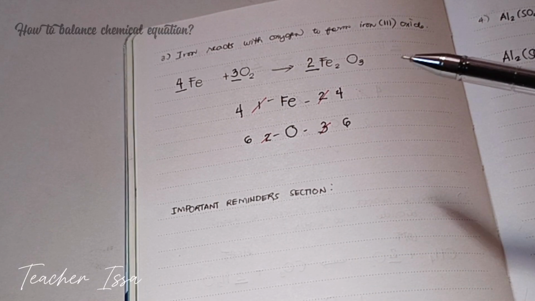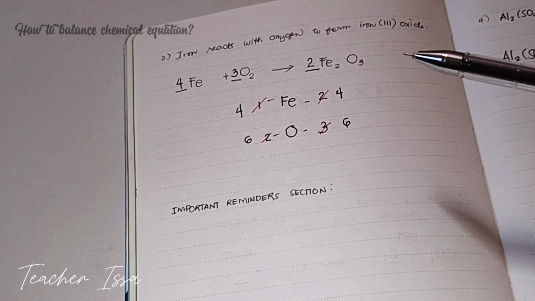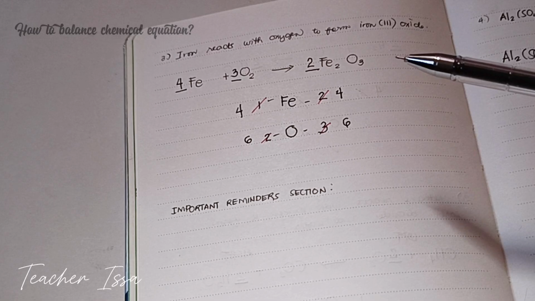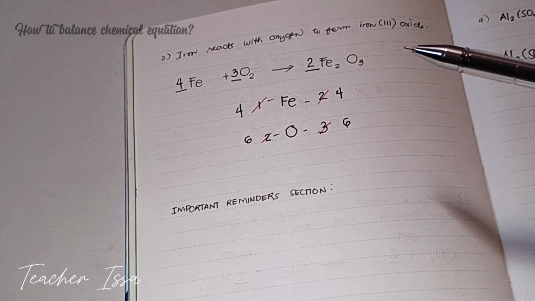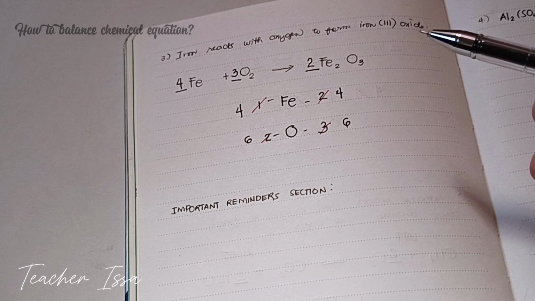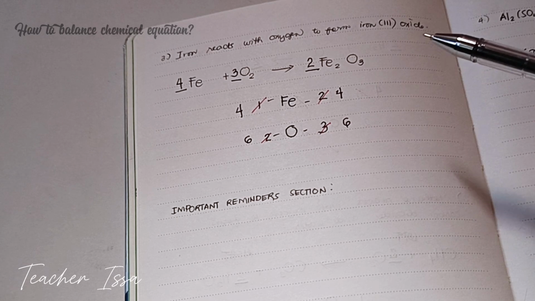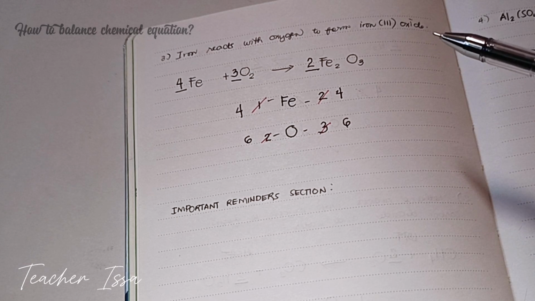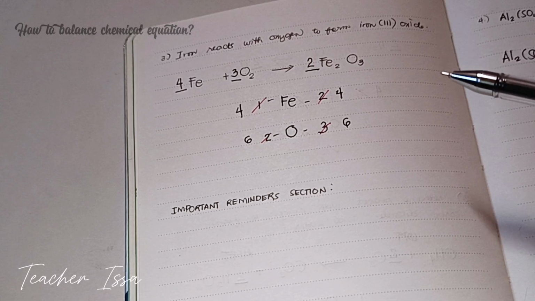Now count everything. On the left side, iron is 4, oxygen is 6. On the right side, iron is 4, oxygen is 6. Now it is balanced. When numbers do not match easily, think of the least common multiple. That trick makes difficult equations manageable.